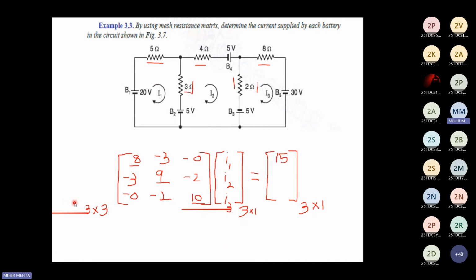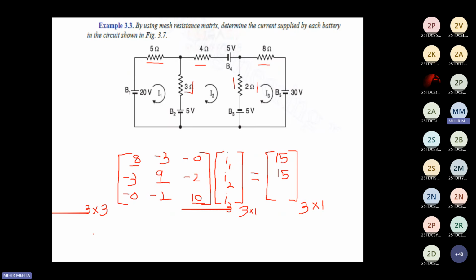Similarly, talking about the second mesh, crossing the negative terminal first, immediately followed by the positive terminal, this becomes plus 5 for B4. Similarly, here this would be plus 5 for B3, and in the same way it would be plus 5 for B2. So 5 plus 5 plus 5, so overall this value would again be plus 15.